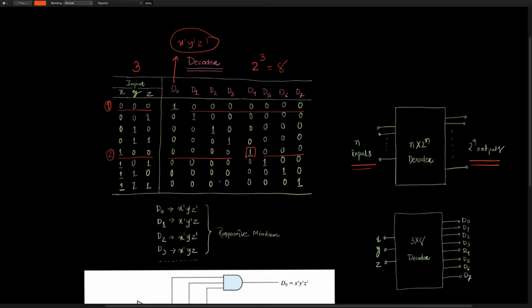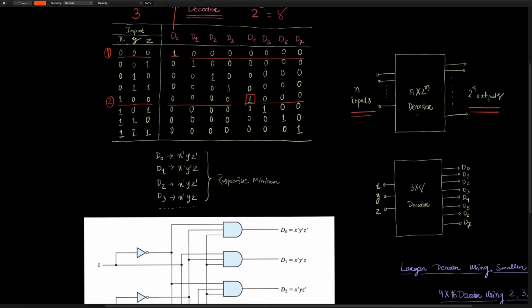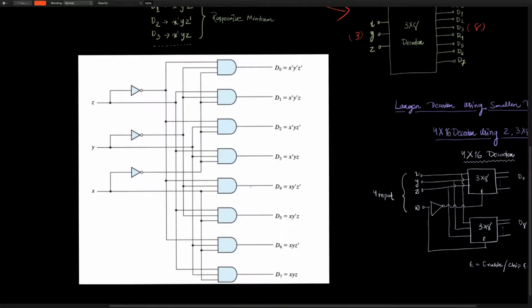So that's exactly what a decoder is, and we name the decoder accordingly: n by 2 to the power n. For example, for this particular combination, what we have is a 3 by 8 decoder. The input is 3, the output is 8, and we call it a 3 by 8 decoder. Now if you're going to implement that decoder, we take the output as 8, and as I have told you, each output is its respective min term. So you implement it accordingly, you get the expression accordingly.